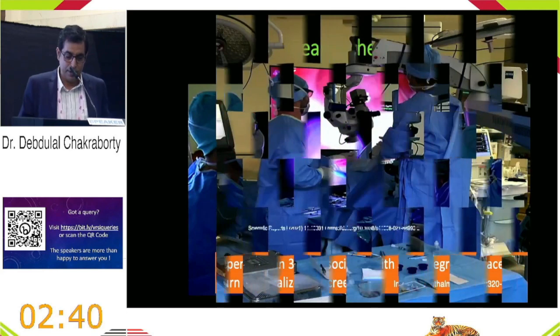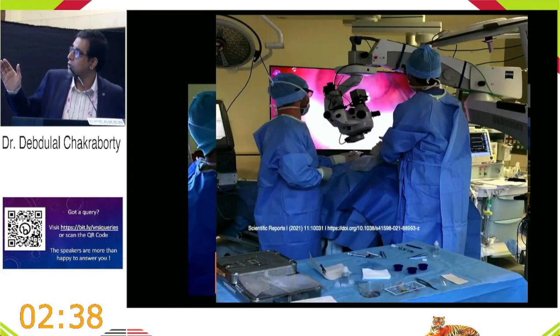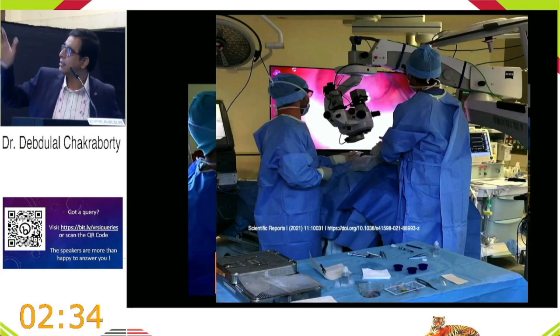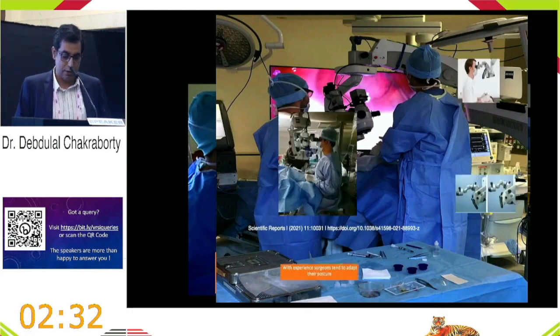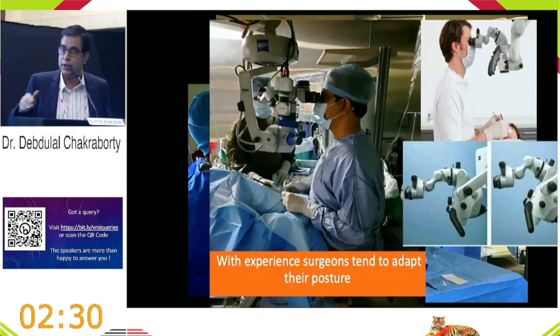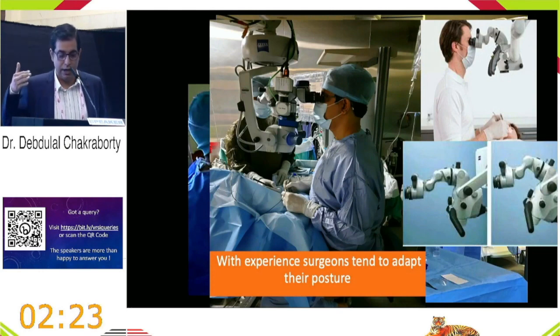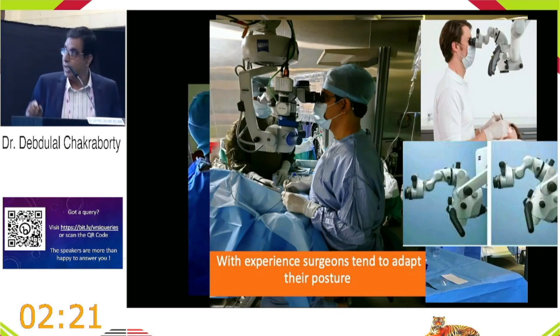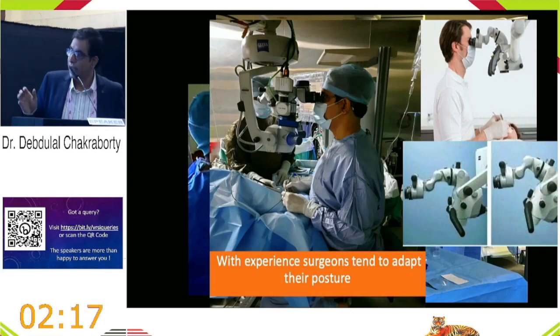Not really. Look at other publications also. You see the same thing: face turn, head turn, everything tilt. Is this ergonomic? Definitely not. So with experience, there are many experienced people here, all of us have adopted a posture wherein we can avoid these kind of back issues. And today we have these extendable oculars also, which can actually negate a lot of these problems.